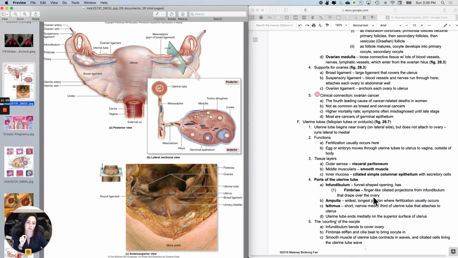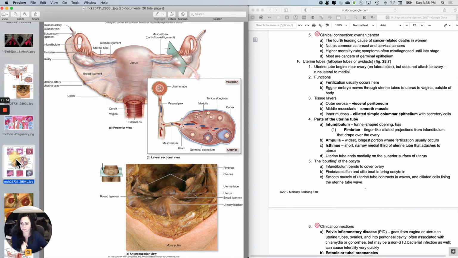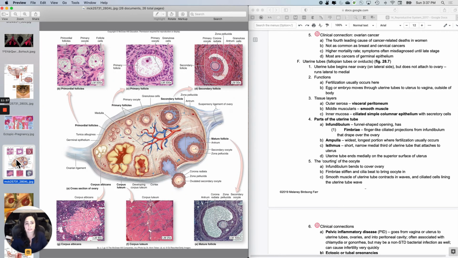All right, so just a little clinical connection related to the ovaries. Ovarian cancer is an interesting little beast. It's the fourth leading cause of cancer-related deaths in women. It's not as common as breast cancer or cervical cancer, but because it occurs in this germinal epithelium right here that would be in contact with the serous membrane, a lot of times when it occurs, it just forms this discomfort in a woman that could be misdiagnosed as either stomach ache or uterine cramps or just reproductive discomfort.